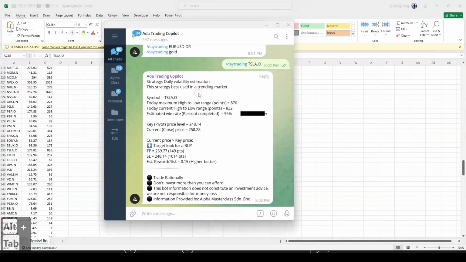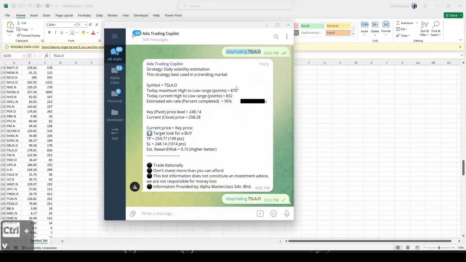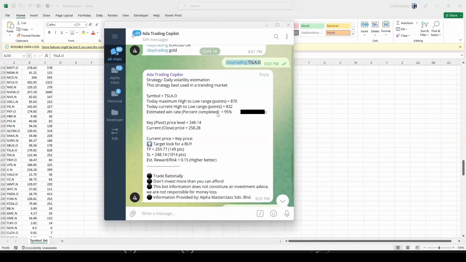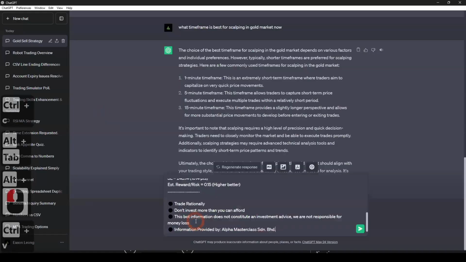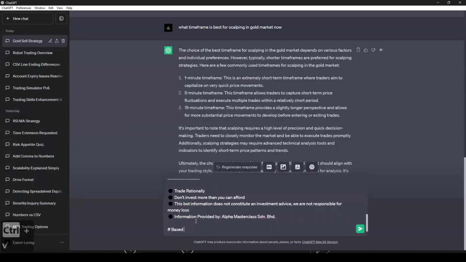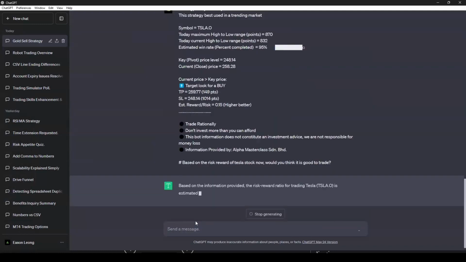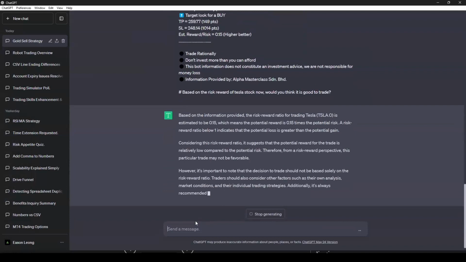Okay, so you can see Tesla stock is this. What I usually do is double check, plug in one more time to check that the number is correct. If it's correct, then it's okay. So what I will do is again, same thing. If you cannot analyze, copy this, put it into here. Based on the risk reward of Tesla stock now, would you think it is good to trade? Based on the information of blah blah blah, too long. Alright.